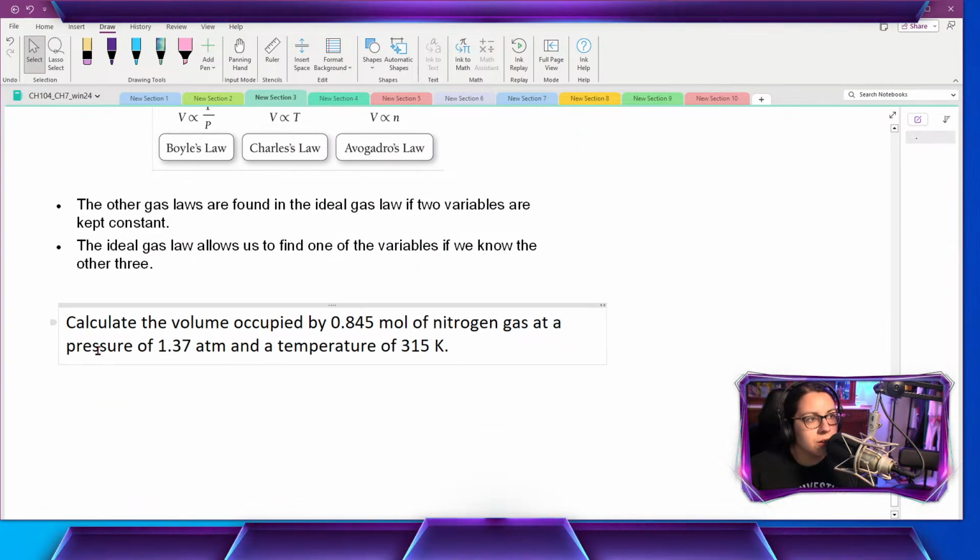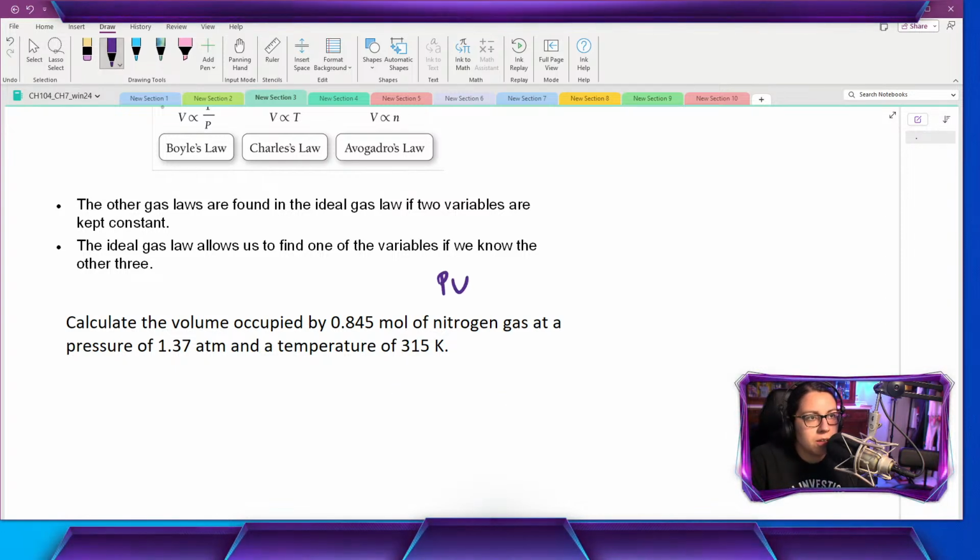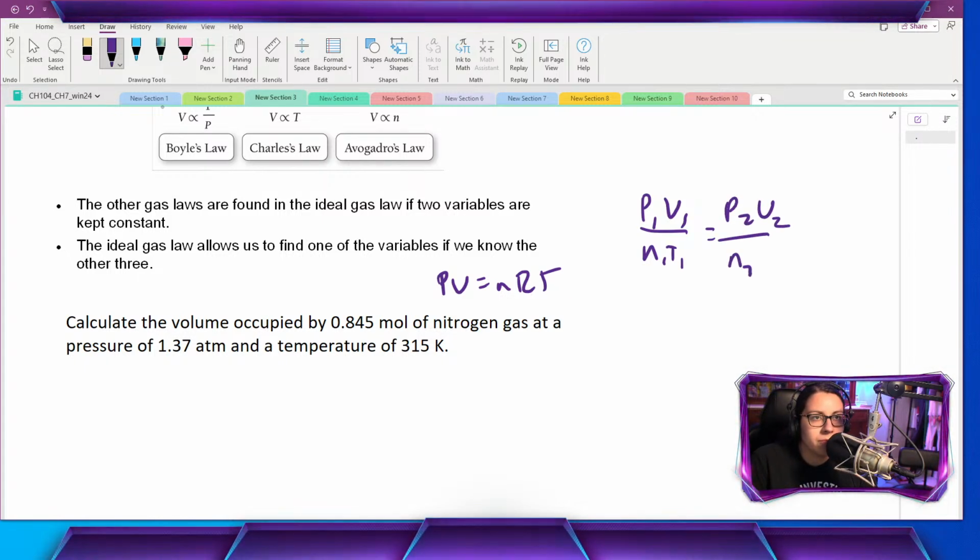All right, let's try this one. And again, I'll just give you PV = nRT. So maybe we need this one, but if it's variables changing, then I would just switch it to this form. So these are really the two formulas you need to know for this chapter. All right, so I'll let you try that one.